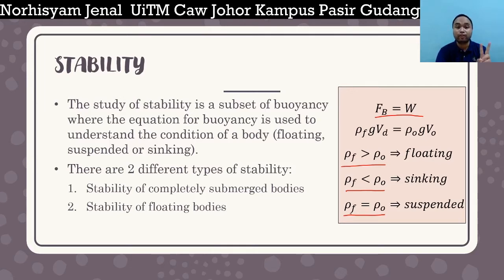Okay, there are two different types of stability. Number one is stability of completely submerged bodies. It means that the body itself is fully submerged in the liquid, which means the full body is under the surface of the liquid. Or for the second one, we study stability of floating bodies, meaning that the body is having some part of it above the surface of the liquid. So for both of them, the stability study will be different.